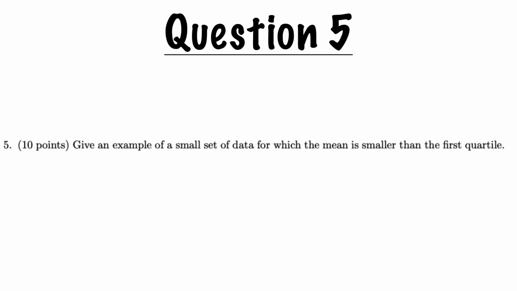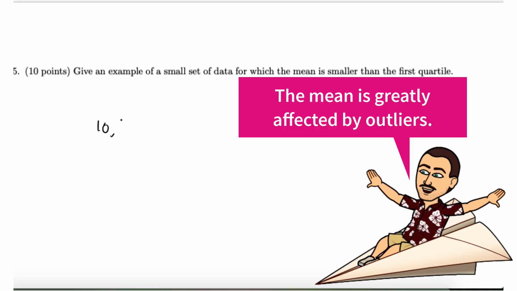Question 5. Give an example of a small set of data for which the mean is smaller than the first quartile. What's important to remember for this example is that the mean is greatly affected by outliers. So I just listed out a few 10s, and now let's just have a massive negative number as an entry. Our first quartile we could see is 10.